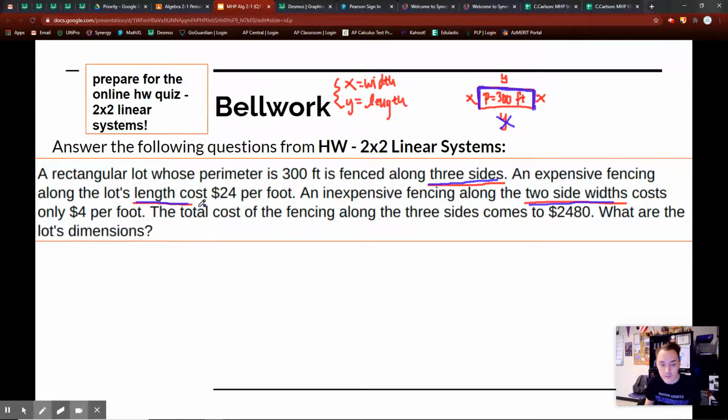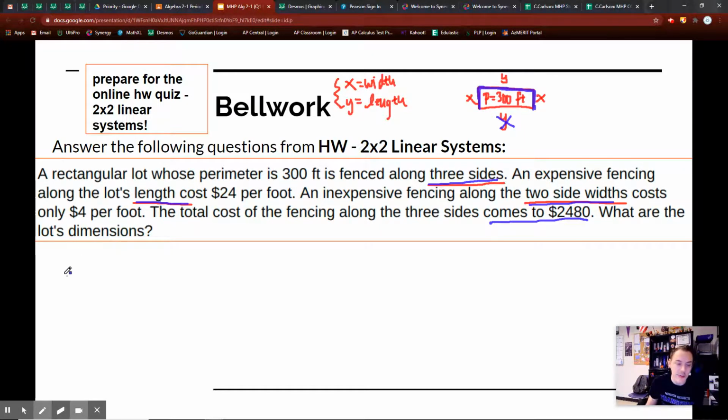So let's continue. The total cost of the fencing along the three sides comes to a whopping total of $2,480. What are the lot's dimensions? Okay, so this is basically in feet. We want to know how long this length is and the size of the widths. How long are they? So that's feet, not dollars.